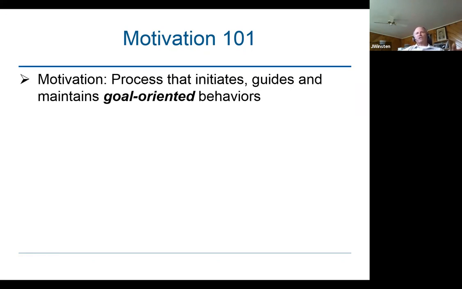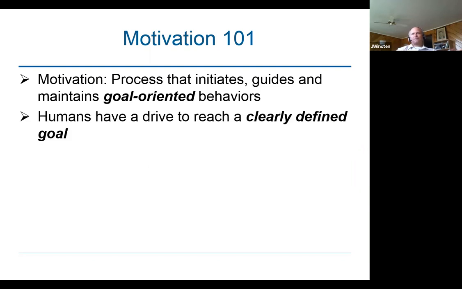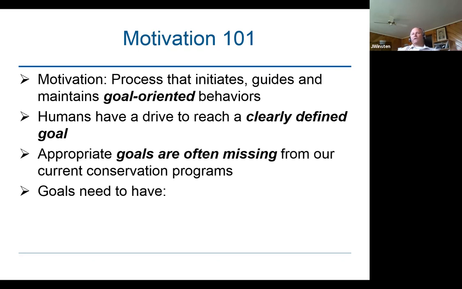One of the definitions is a process that initiates, guides, and maintains goal-oriented behaviors. All of us as humans generally have a drive to reach some kind of clearly defined goal. The slide's a little bit out of order. Appropriate goals are often missing from our current conservation programs. As I was saying before, in the cost-sharing practices approach, there really aren't goals that farmers see clearly there.